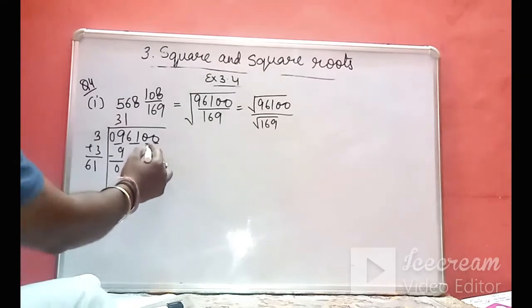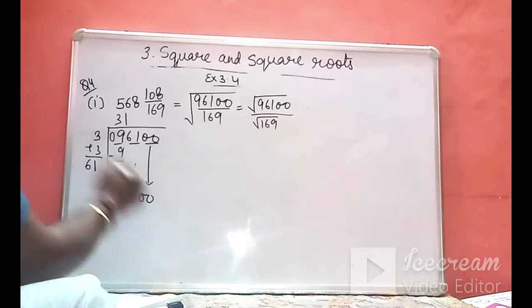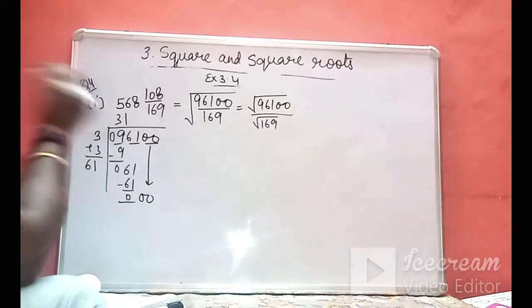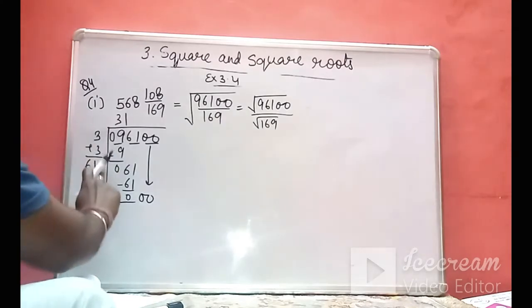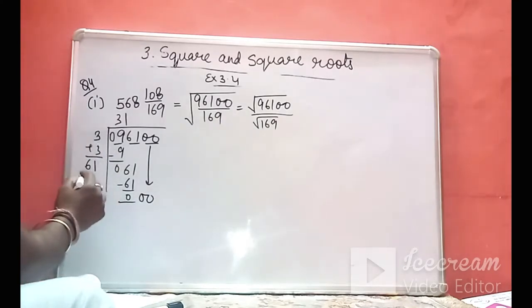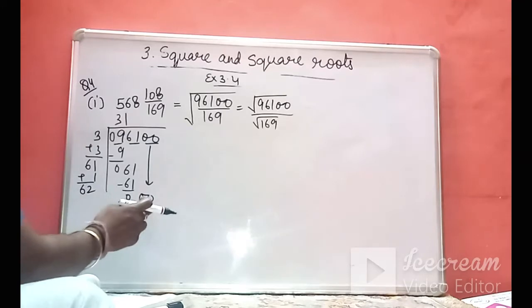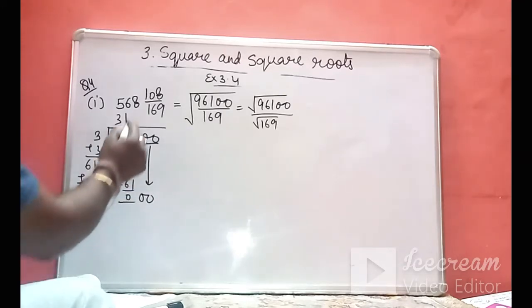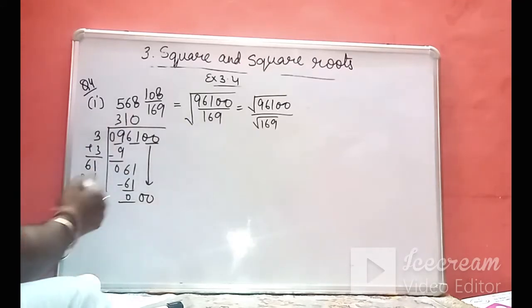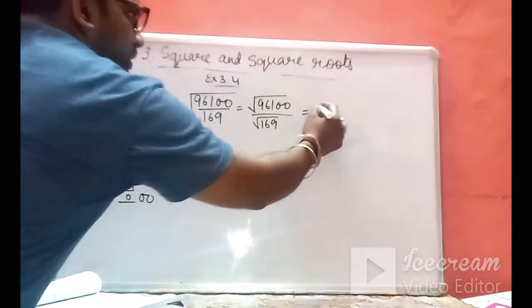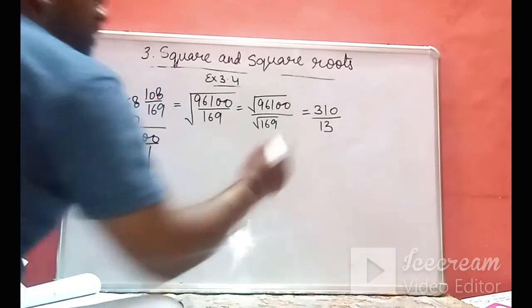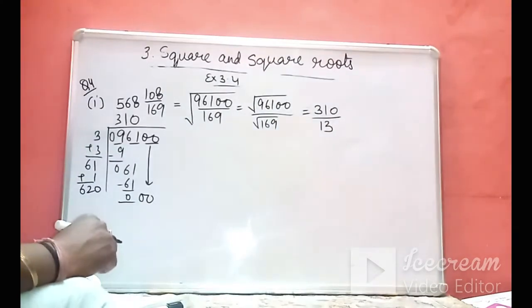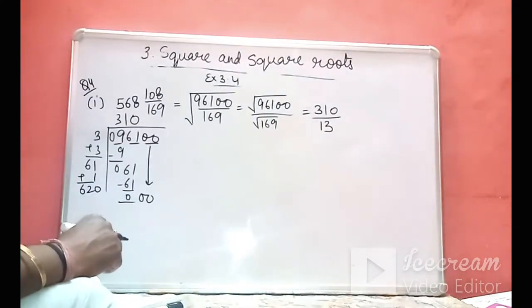Now when you take out this pair here, so it is 0 only. So for that 0, you can put a 0 here. Okay, or if you did not understand, then you can bring this 1, it is 62. So for this 0, we can only put a 0. That means our answer is 310. And what is the square root of 169? 13. Okay, so this is our answer.